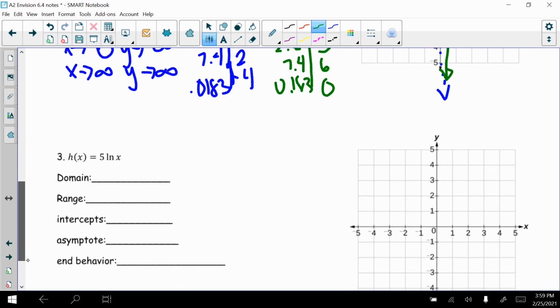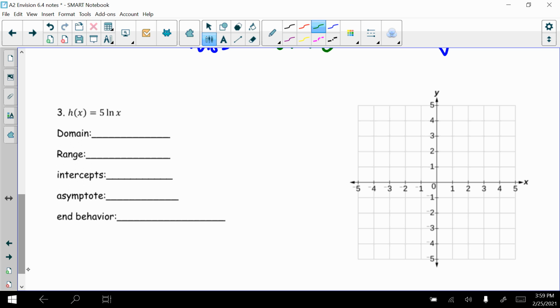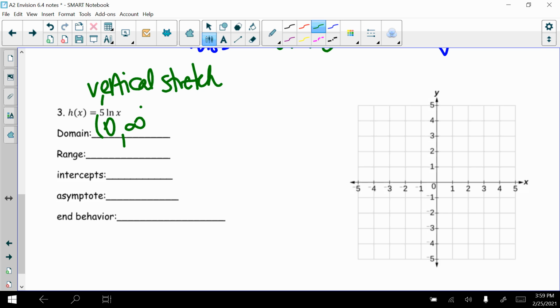Let's look at number 3. H of x equals 5 times the natural log of x. Our only transformation here is a vertical stretch. That's all that's happening here. My domain is still 0 to infinity. My range, -infinity to infinity.